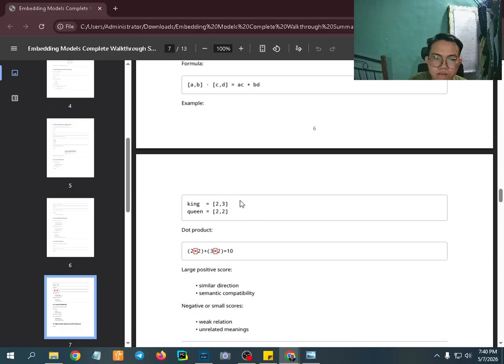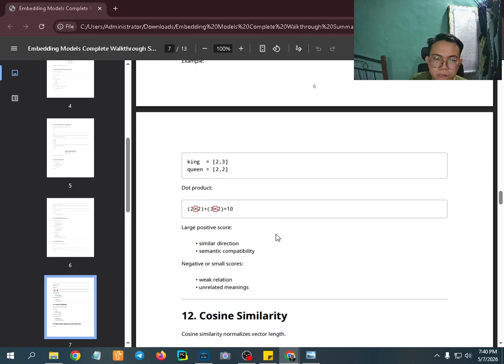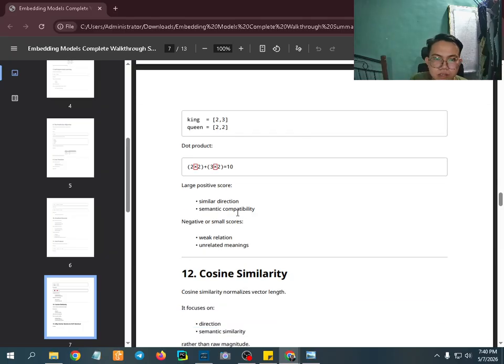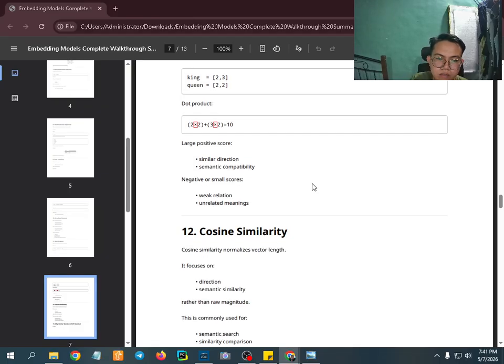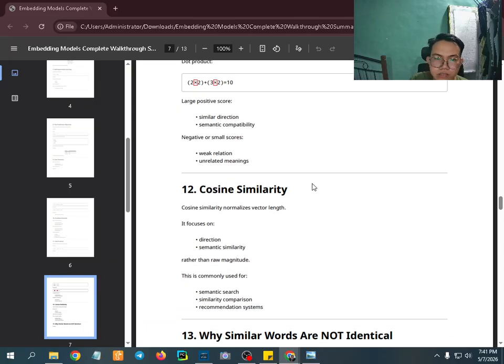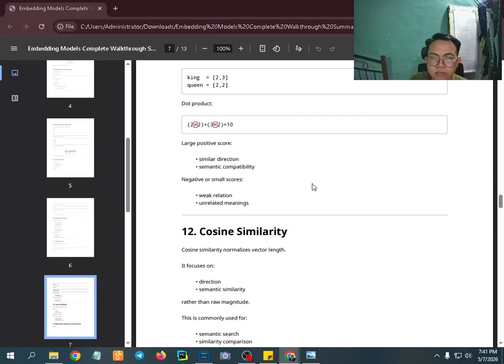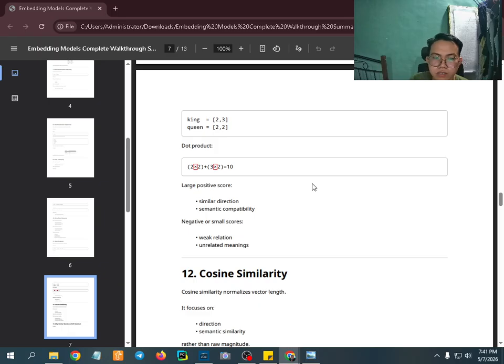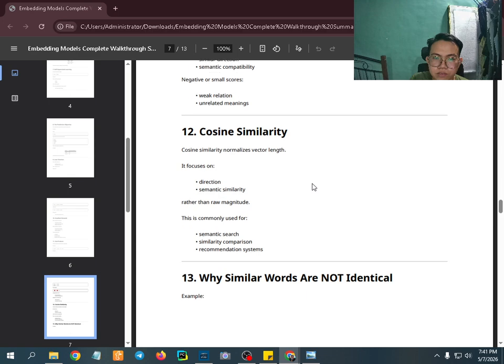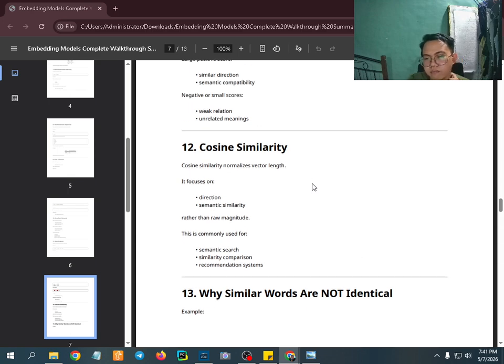So let's say we have this vector of the king and this vector for the king. They are using the dot product, 2 times 2 plus 3 times 2 to the 10. A large positive score means similar direction, semantic compatibility, while negative scores mean weak relation, unrelated meanings. So the positive one is similar direction, while the negative ones are small scores, weak relations or unrelated meanings.